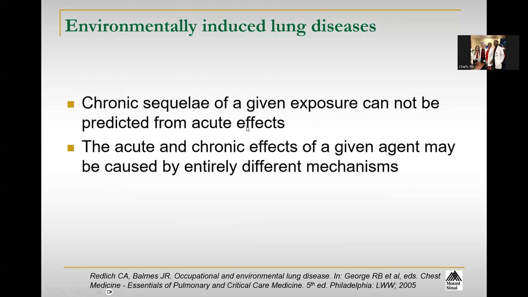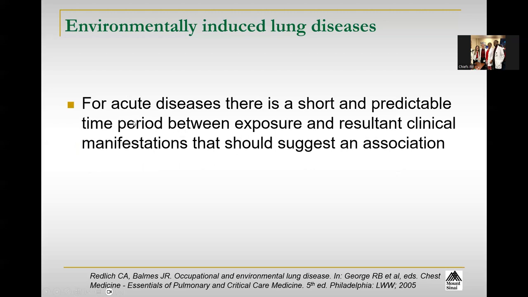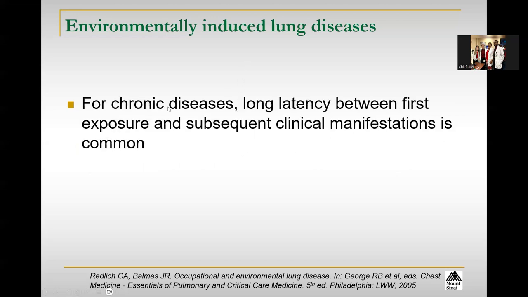Now, the chronic sequela of a given exposure cannot be predicted from the acute effects. That's another important truism in this specialty. The acute and chronic effects of a given agent may be caused by entirely different mechanisms, and some of them are only partially understood. For acute diseases, there is usually a short and predictable time period between exposure and the resulting clinical manifestations that should suggest such an association. But for chronic diseases, a long latency between the first exposure and subsequent clinical manifestations is common.